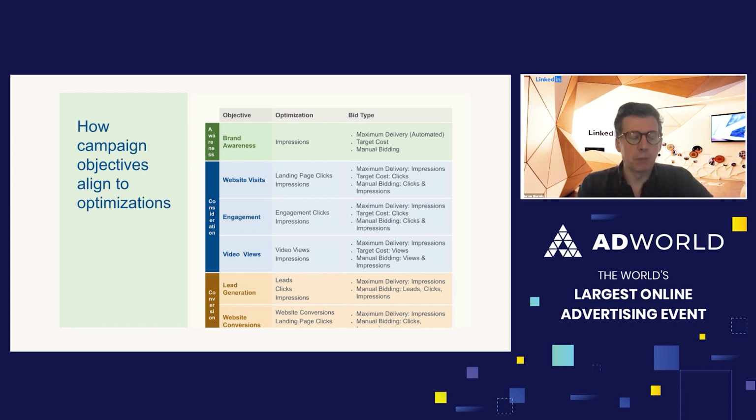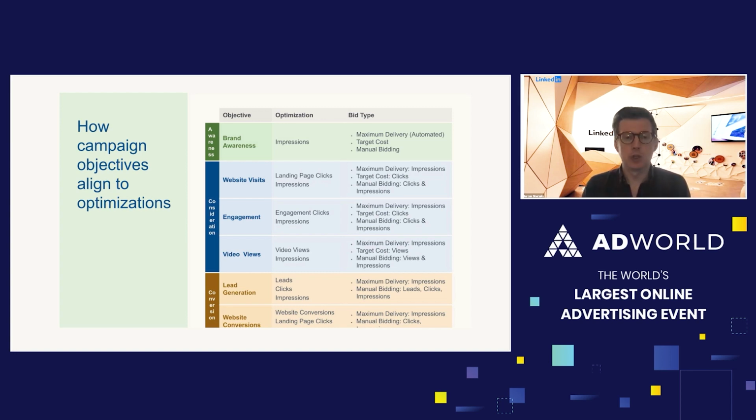For video views, it's maximum delivery, impressions, target cost, views, manual bidding, views, and impressions. This is basically engagement as well, but on a video format. So if you want to get as many views as possible of your video, this would be the main objective to choose. The next, on more lower funnel activity, would be lead generation.